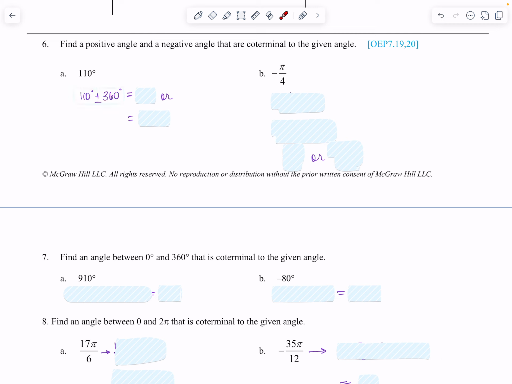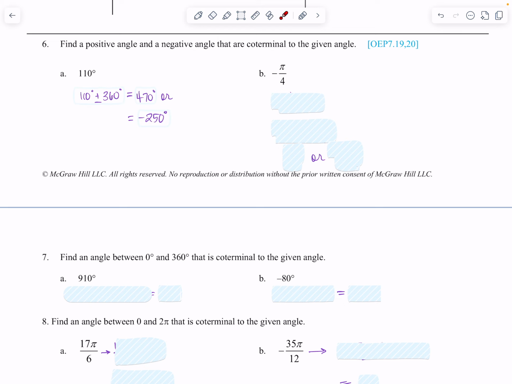All right, so we're going to take 110, and we're either going to add or subtract one whole circle. So again, 360 degrees is a whole circle, so we're going to add or subtract a whole circle. When I add a whole circle, I get 470 degrees. When I subtract a whole circle, I get negative 250 degrees.